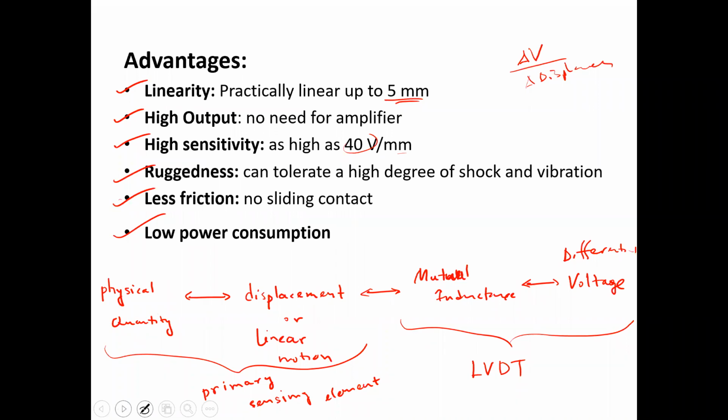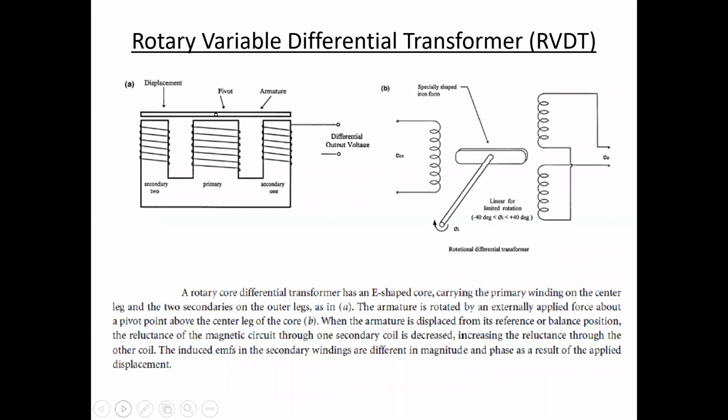Now, where LVDT is used for detecting linear variation or linear displacement, to predict rotational changes or angular displacements, the rotary variable differential transformer can be used. The working principle is the same. As the output, we are taking the differential voltage between the two secondary coils, secondary coil 1 and secondary coil 2. Similar to LVDT, there is a primary winding and two secondary windings, and the output is the differential voltage between the two secondary windings.